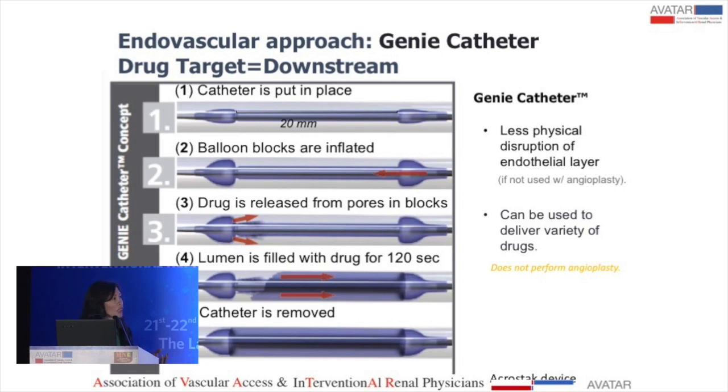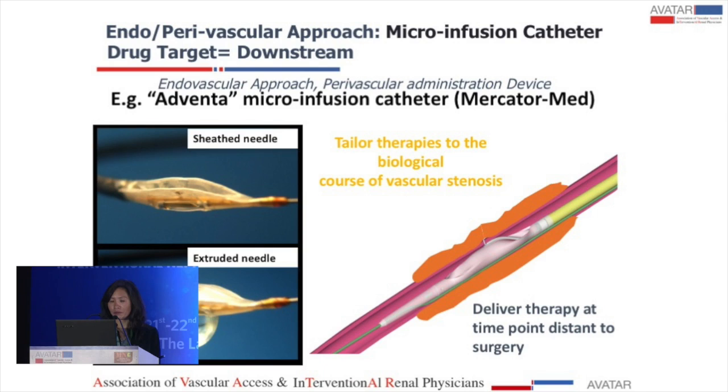So this is something that I think in the future we can actually exploit and use to improve vascular access function. Another device uses both an endovascular and perivascular approach. This is the micro-infusion catheter, and it really targets downstream pathology.